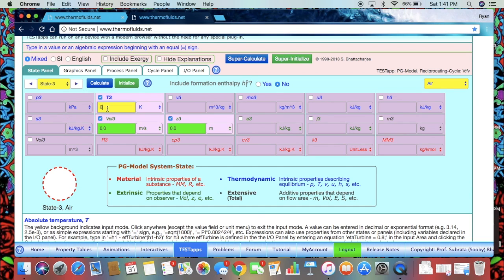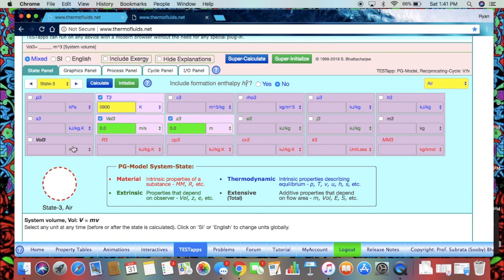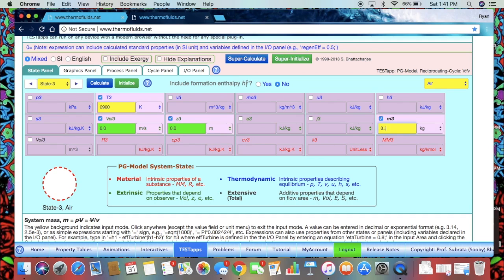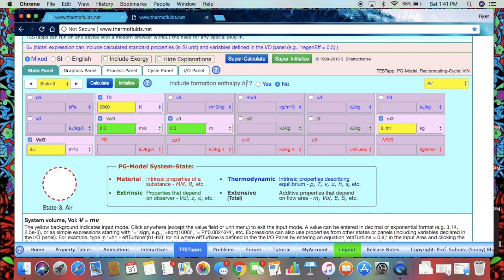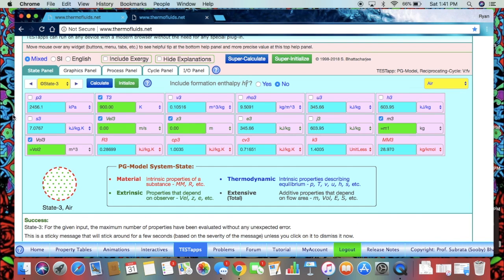For state 3, we know that temperature equals Kelvin. We know that the mass stays the same. And of course, we know that the volume is going to equal the same as volume 2. Perfect.